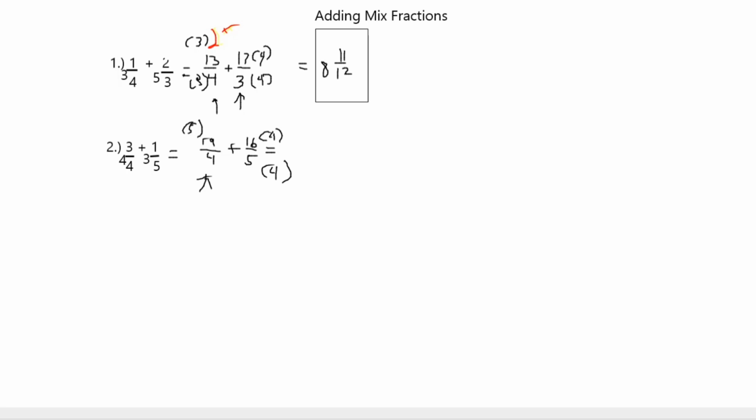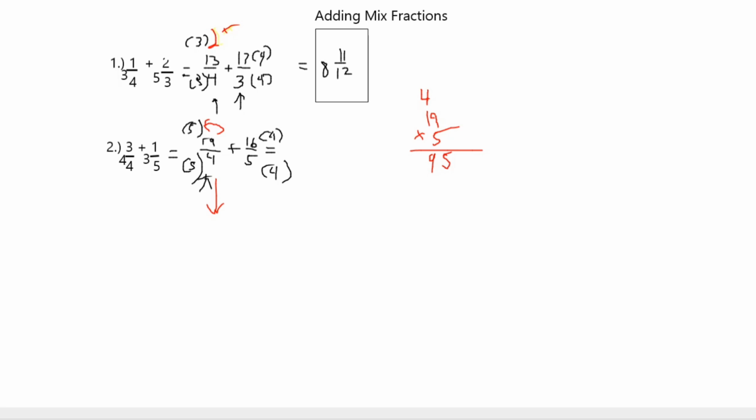So let's multiply it by 4. Well, here let's multiply it by 5. There you have it. And now let's just do the multiplication. Let's do the what first? 19 times 5. Okay. So as you can see here, it's 19 times 5. 9 times 5 is 45. 5 times 1 plus 4 will become 9. So there you have it.